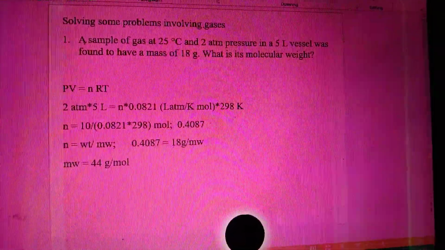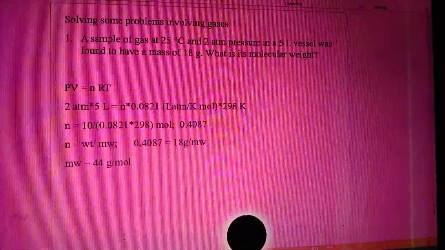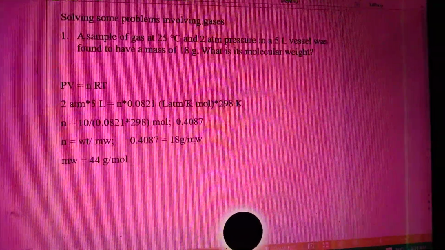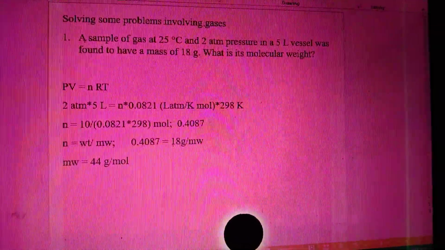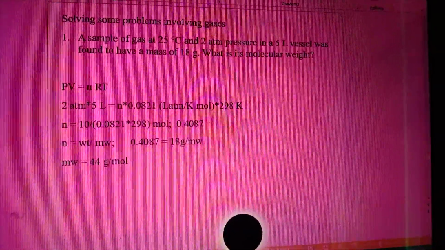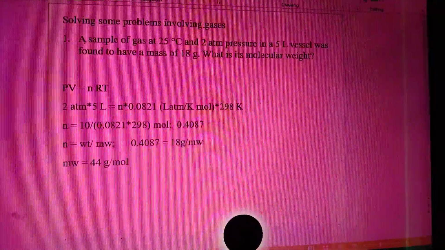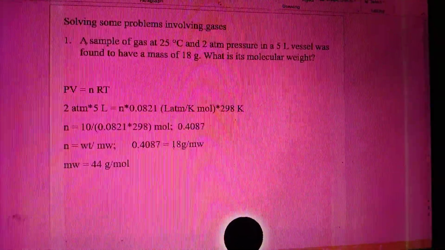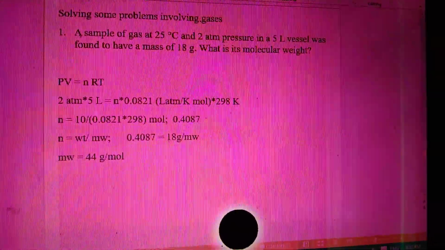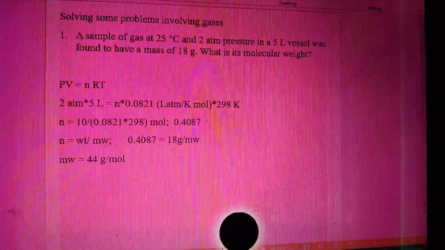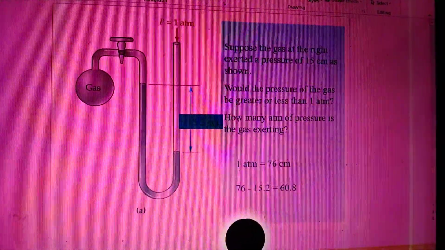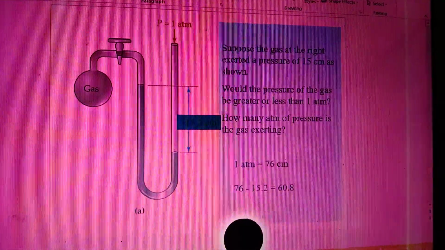Solving some problems involving gases. A sample of gas at 25 degrees Celsius and 2 atm pressure in a 5-liter vessel was found to have a mass of 18 grams. What is the molecular weight? PV is equal to nRT, so we have 2 atmospheres times 5 liters is equal to n times 0.0821 times 298 Kelvin. So MW is equal to 44 grams per mole.